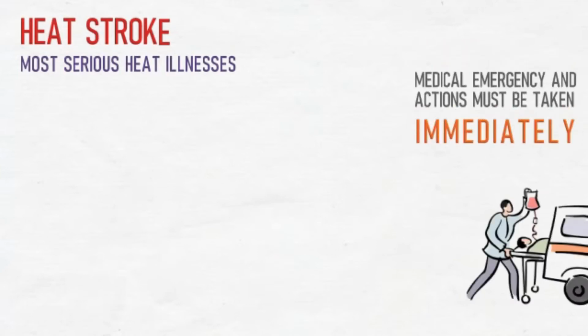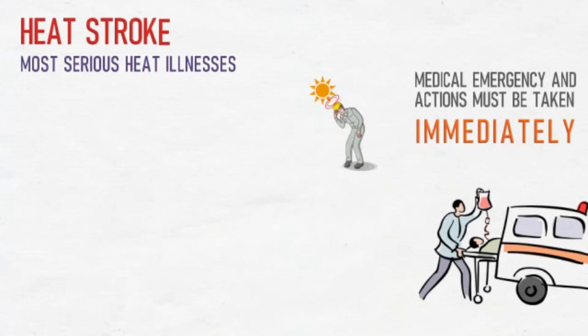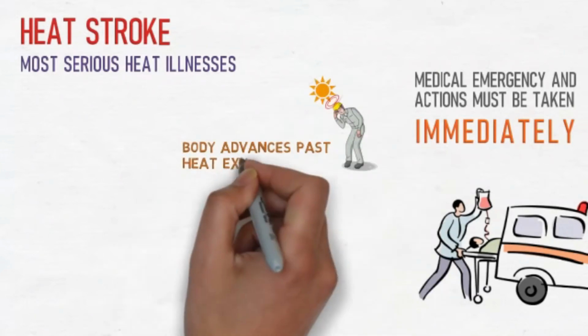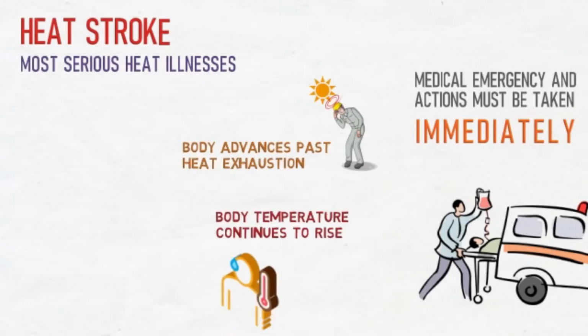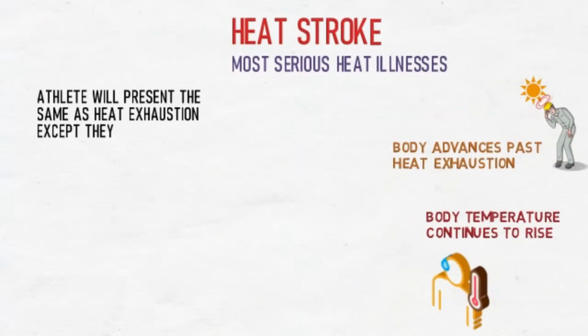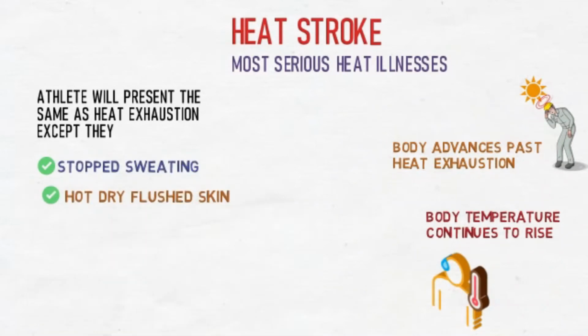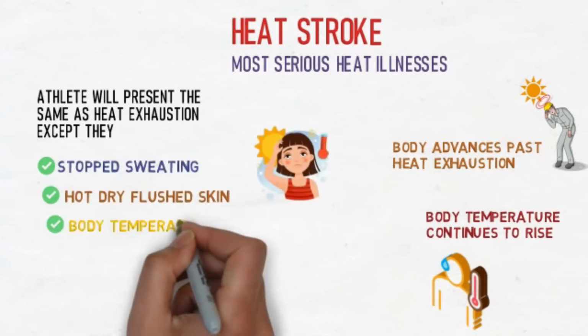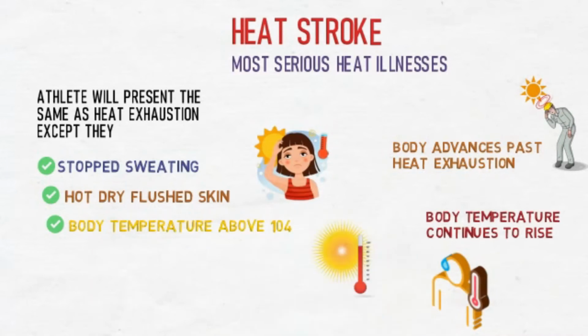Heat stroke is the most serious of the heat illnesses. It is a medical emergency and action must be taken immediately. It occurs when the body advances past heat exhaustion and the body temperature continues to rise. The athlete will present with the same as heat exhaustion, except they will have stopped sweating, have hot, dry, flushed skin, body temperature over 104 degrees, and a rapid heart rate.